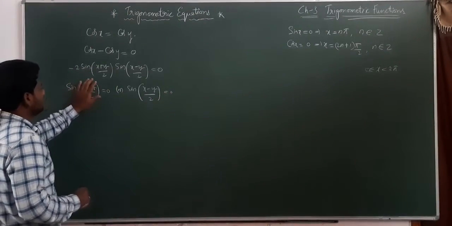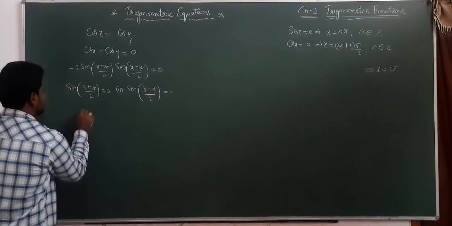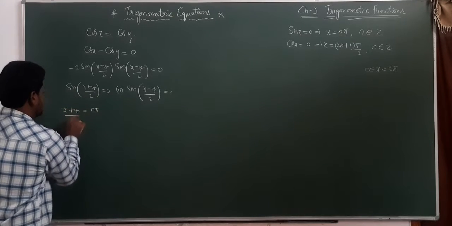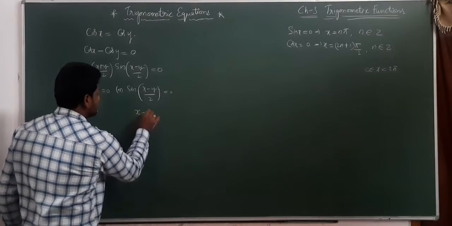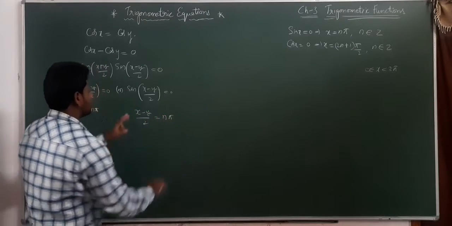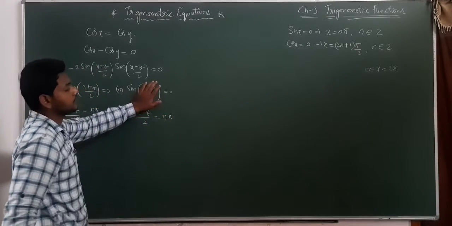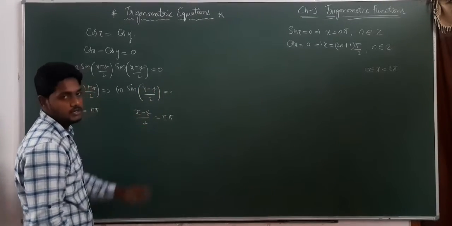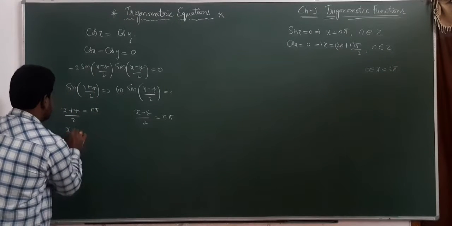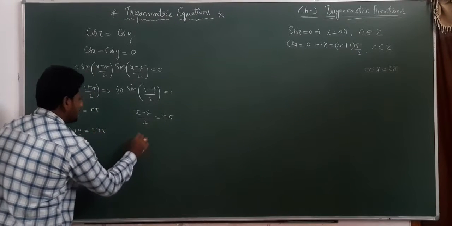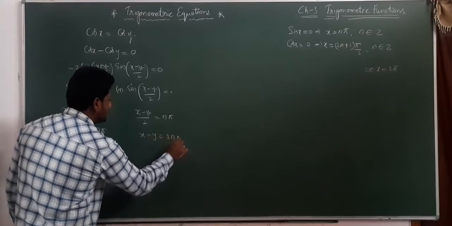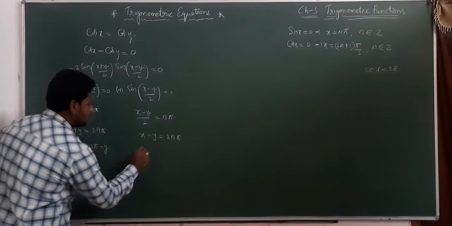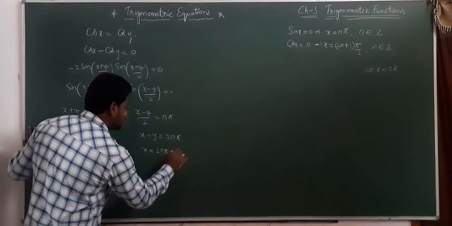So this is in the form of sin x is equal to 0. That formula gives x equal to n pi, right? That means here what is x? X plus y by 2, and here x minus y by 2, equal to n pi. Why? Because this is also of the sin x equal to 0 form. Sin x equal to 0 means x equal to n pi, and instead of x, here we have x minus y by 2. So here we can write x plus y equal to 2n pi, and here x minus y equal to 2n pi. Now it becomes x equal to 2n pi minus y, and here x equal to 2n pi plus y.